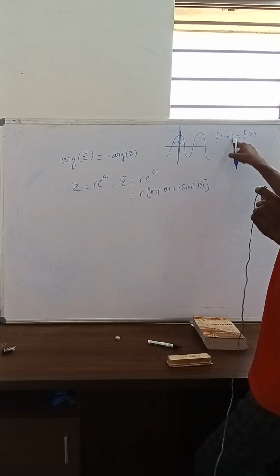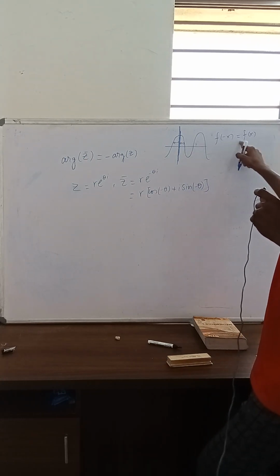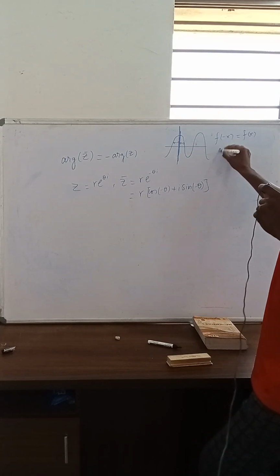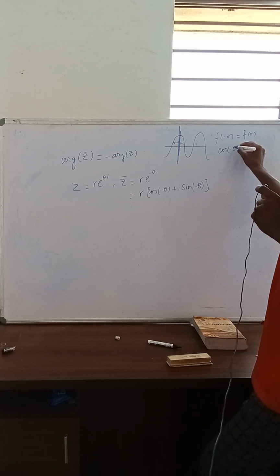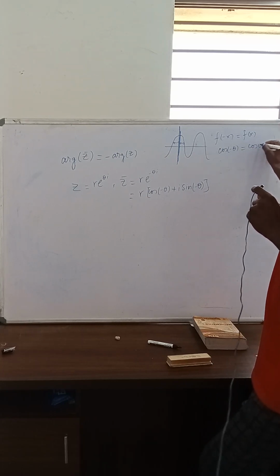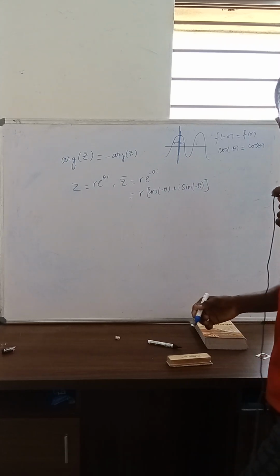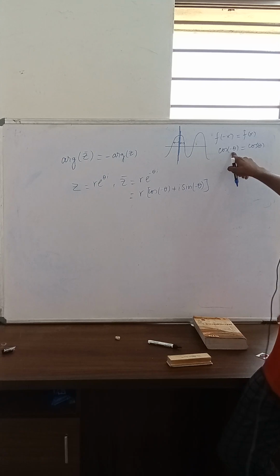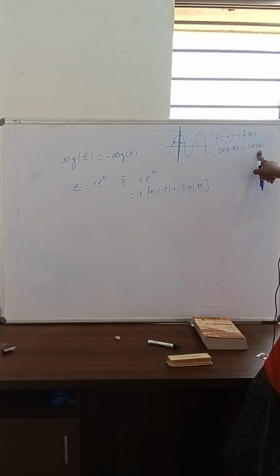Now see, f of minus x is equal to f of x. So what do we mean by this? If I put minus, cos of minus whatever the angle is equal to cos of theta. Just try it in your calculator. You will see that cos of any negative angle will be the same as cos of the positive angle.